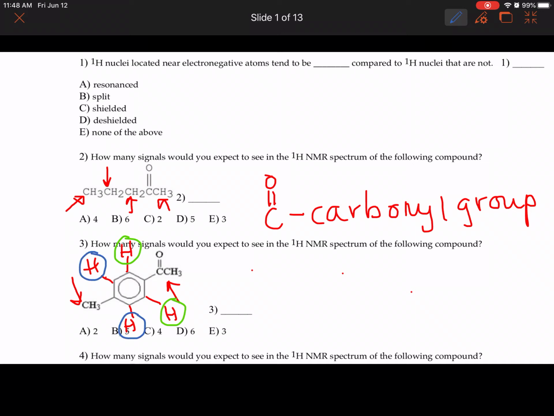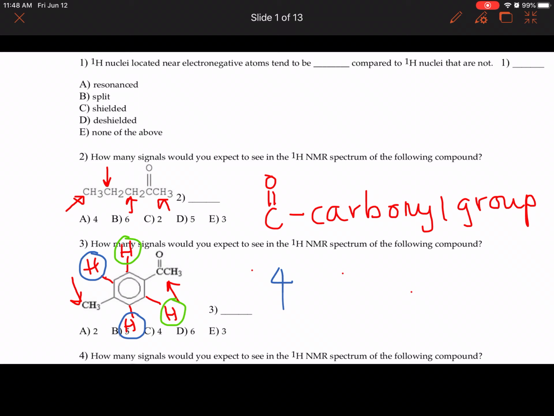And then these 2 blue hydrogens would also be symmetrical. There is a symmetry in the molecule. They are going to be also in the same environment. So how many different environments do we have, and as a result how many signals? We would have 1, 2, 3, 4 signals. Okay, that's how you find how many signals there are.